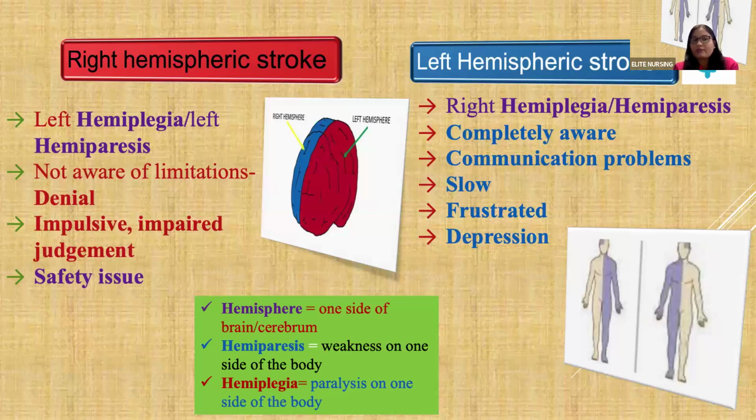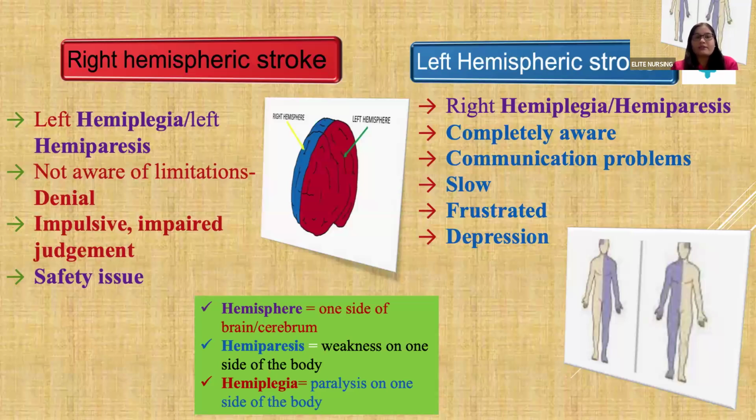Now patients with a right hemispheric or left hemispheric stroke will have different kinds of signs and symptoms. Patients with right hemispheric stroke will have left hemiplegia or left hemiparesis, meaning they will have weakness or paralysis on the left side of the body, because the lobes of our brain control the opposite side of the body. So patients with right hemispheric stroke are not aware of their limitations, they are in kind of denial, and they are very impulsive, they have impaired judgment, and safety is the big issue.